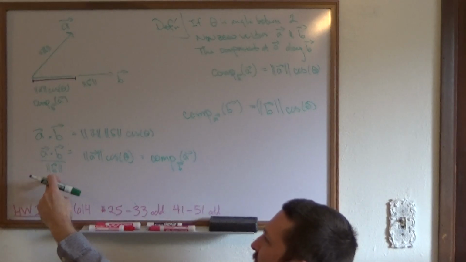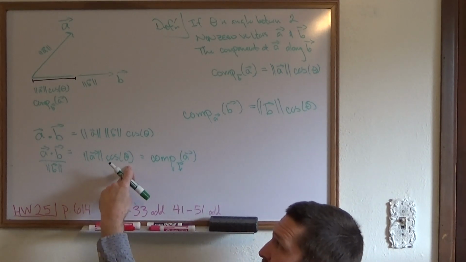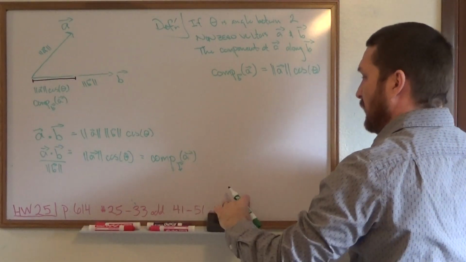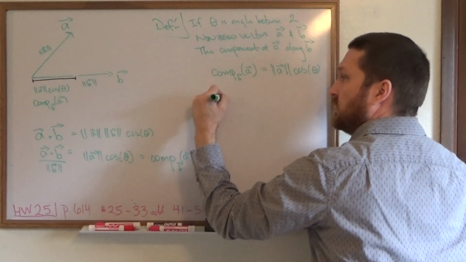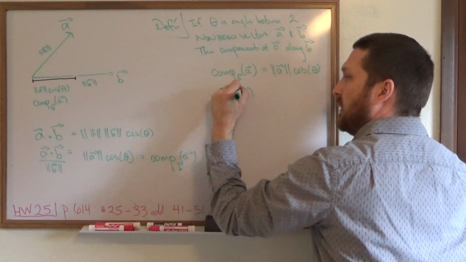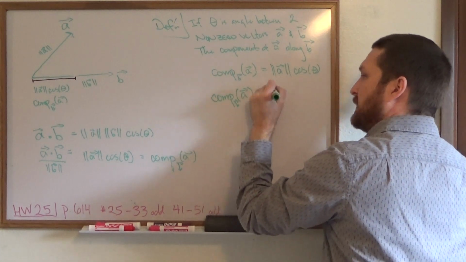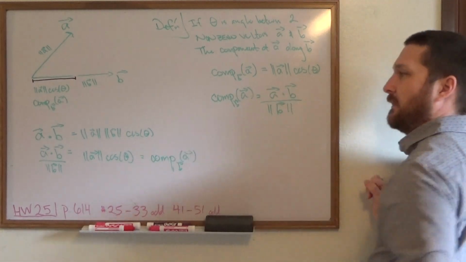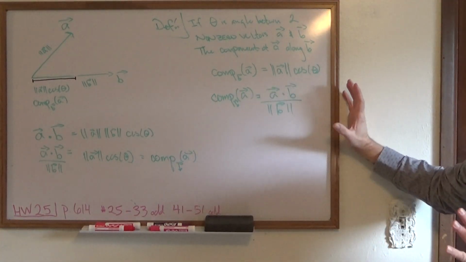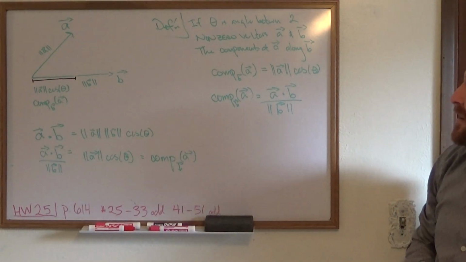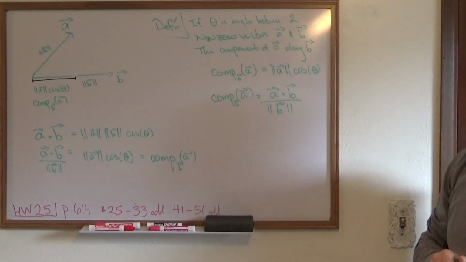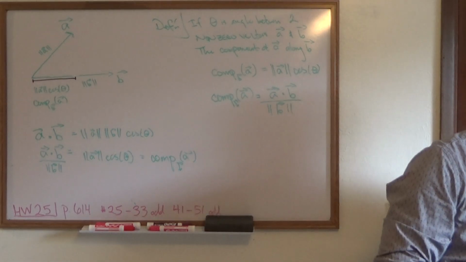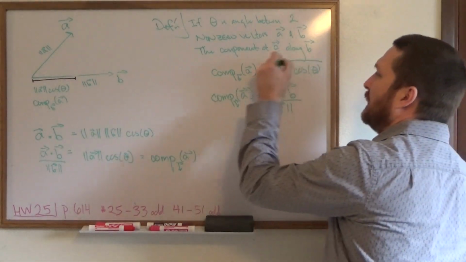So here's a way you could get the same exact thing without knowing what theta is. In fact, back to our definition, you could just say the component of A along B is A dot B divided by the magnitude of B, right there. So one of these is useful if you happen to have the angle. One of them is useful if you don't, right? Okay, so we got that.